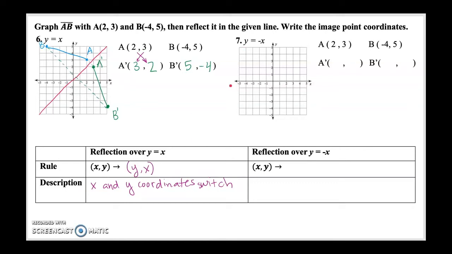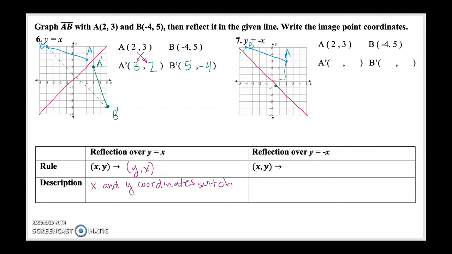Now let's look at number 7, where we are reflecting across the line y equals negative x. So it's going to be the same idea, intercept 0, but this time the slope is negative 1, so it's going the opposite direction. So let's get our segment AB on here again. So going across this one, we can do kind of like we did before, where we count perpendicular diagonally this way, or you could look at the path.